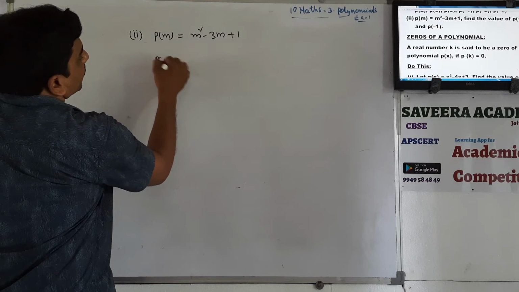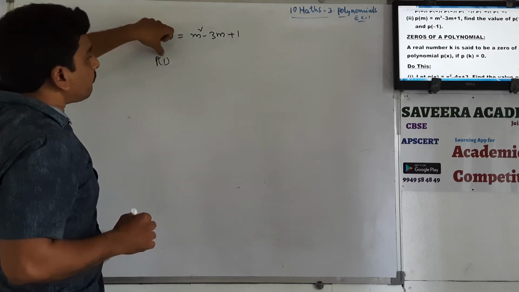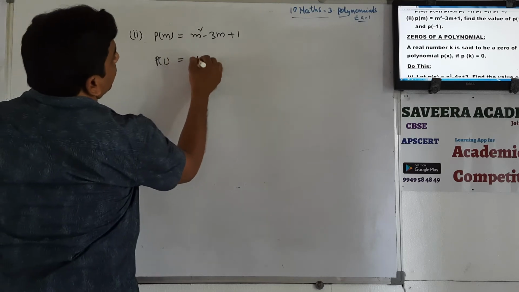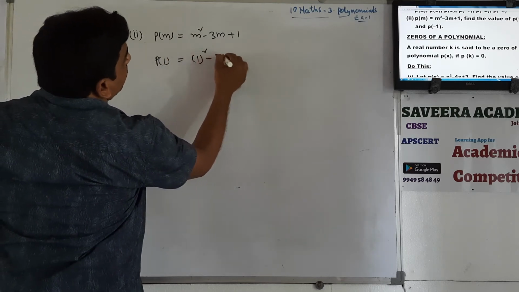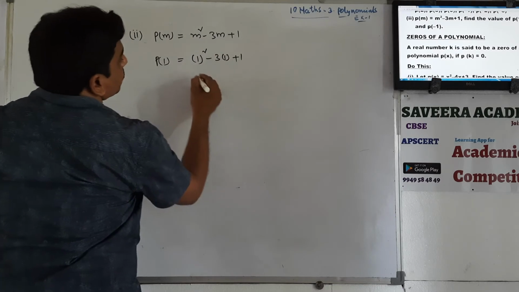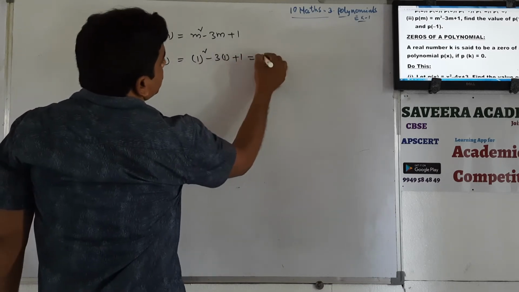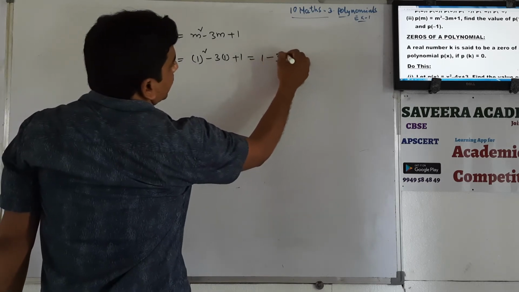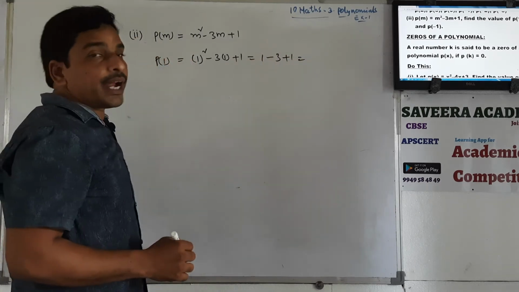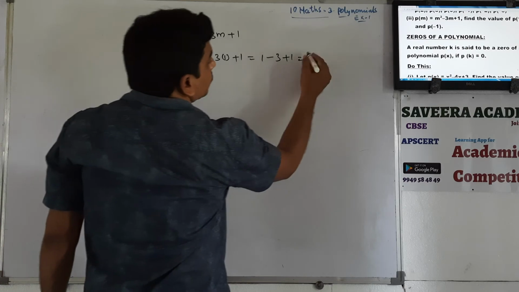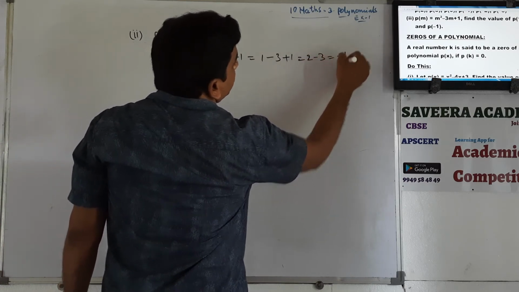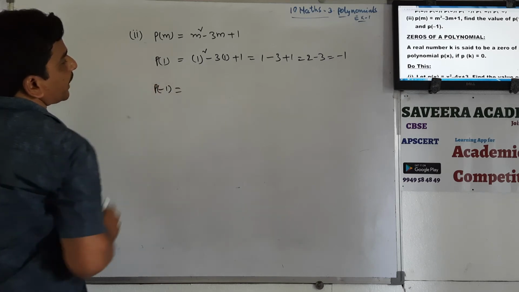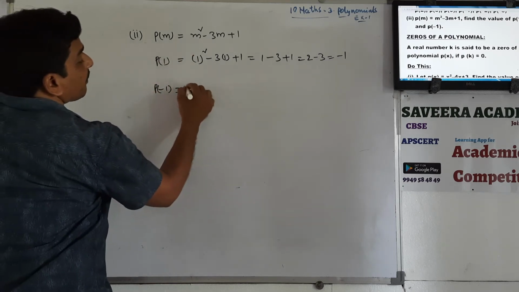P of 1. Instead of m, we have written 1 here. On the right side also, instead of m, please put 1. 1 square minus 3 into 1 plus 1. So this is equal to 1 square means 1, minus 3 ones are 3, plus 1. You have to add positive values. 1 plus 1, 2. 2 minus 3, minus 1. P of minus 1. Now we have to find. Instead of m, please write down minus 1.